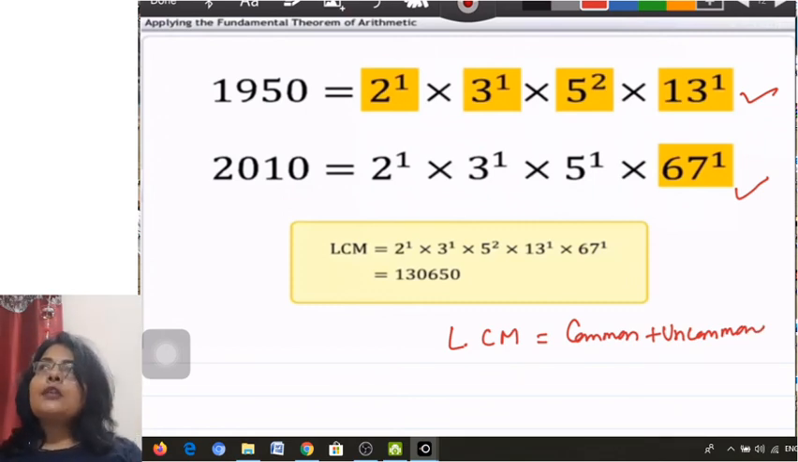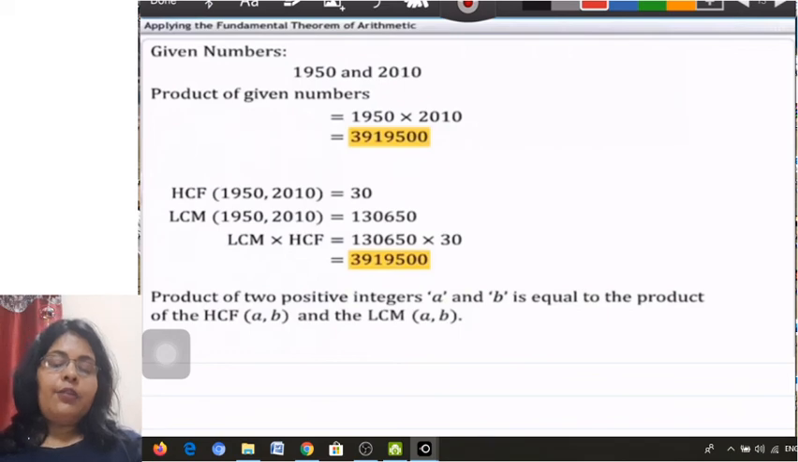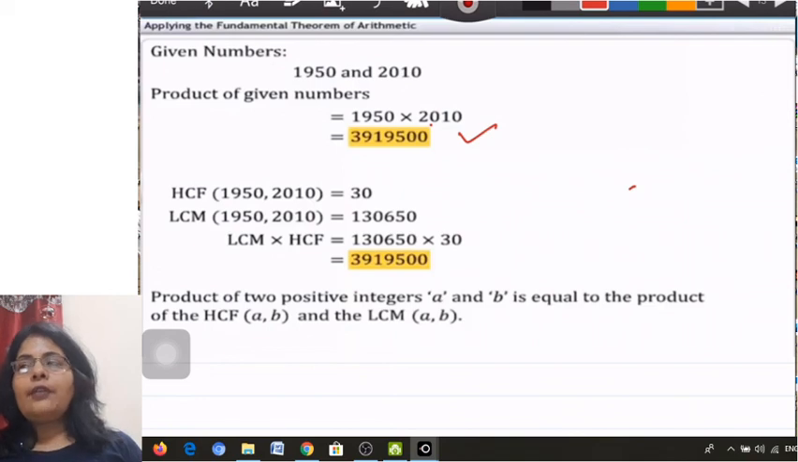Now one concept, one golden rule regarding when we know the HCF and LCM, will be told to you right now. The rule is that the product of two positive integers a and b is equal to the product of their HCF and LCM. Now let us see through the example. 1950 and 2010. When we multiply these two numbers, what do we get? We get 3919500.